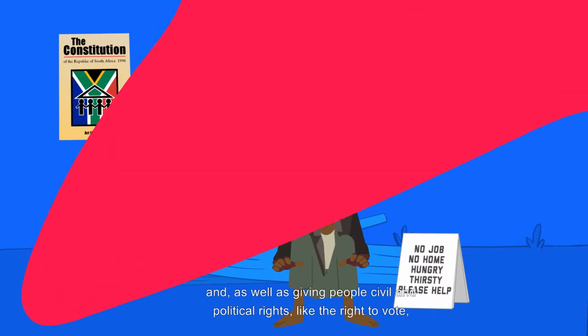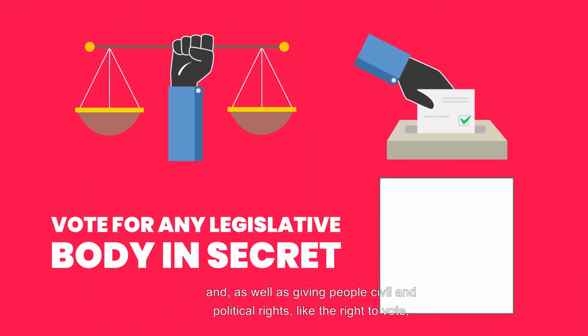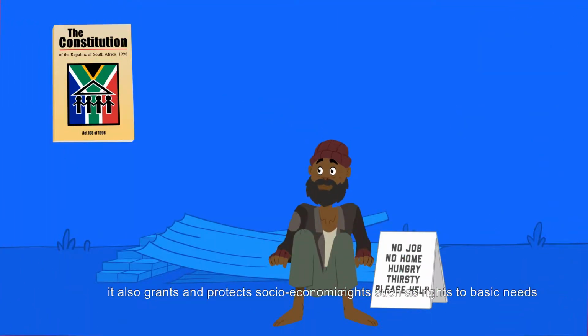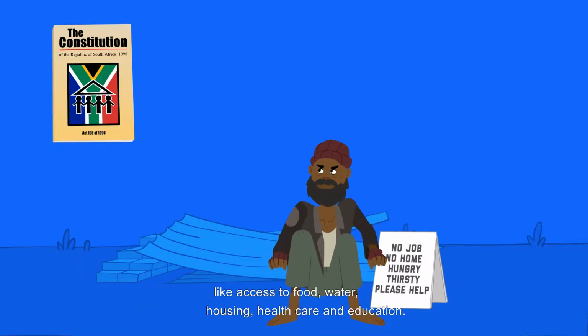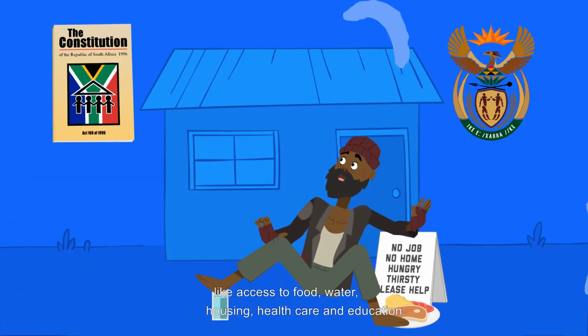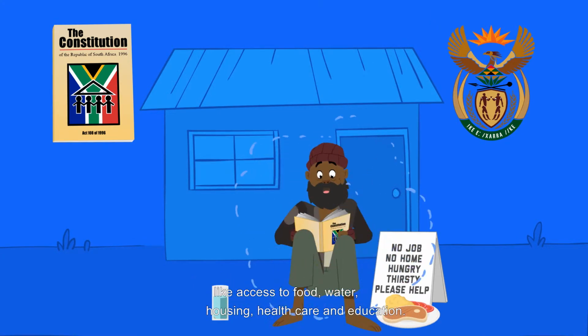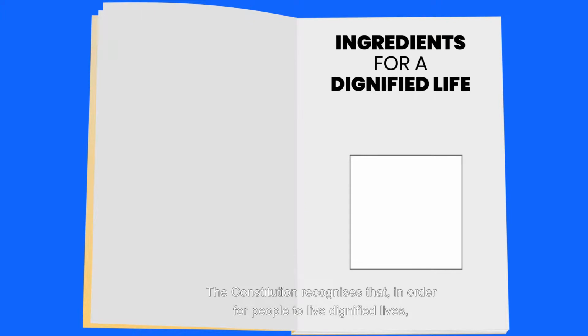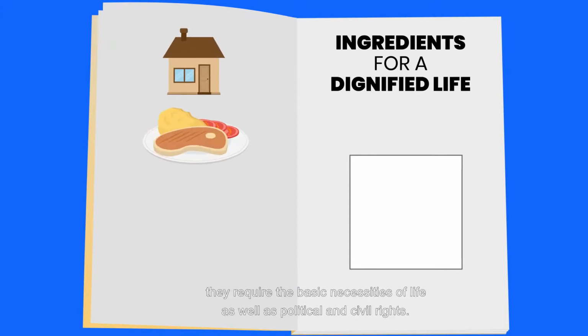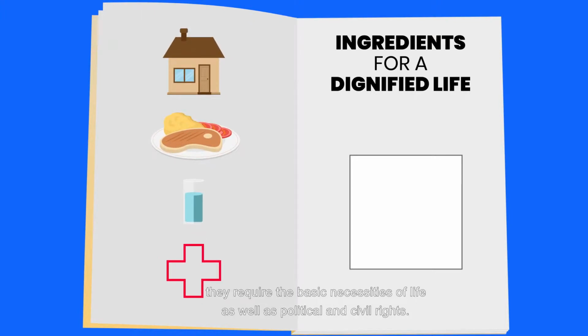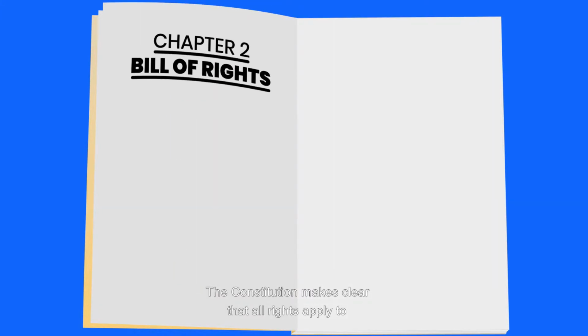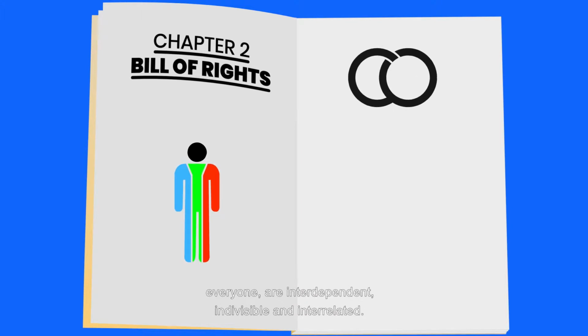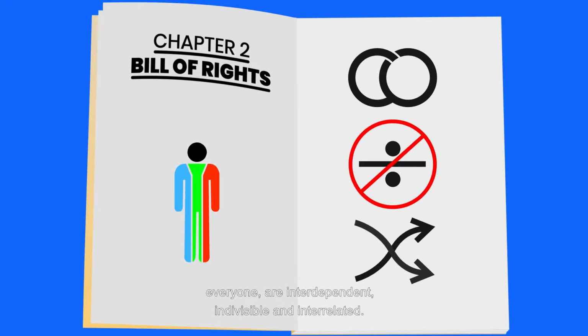As well as giving people civil and political rights, like the right to vote, it also grants and protects socio-economic rights, such as the right to basic needs like access to food, water, housing, healthcare, and education. The Constitution recognizes that in order for people to live dignified lives, they require the basic necessities of life as well as political and civil rights. The Constitution makes clear that all rights apply to everyone, are interdependent, indivisible, and interrelated.